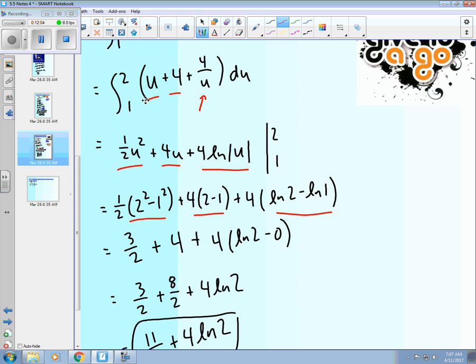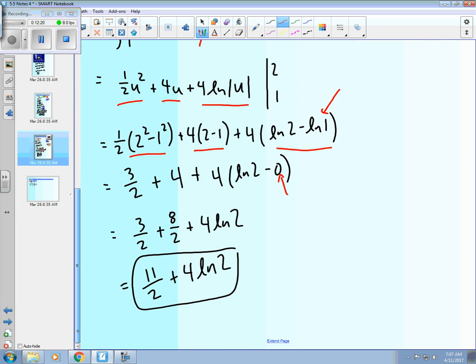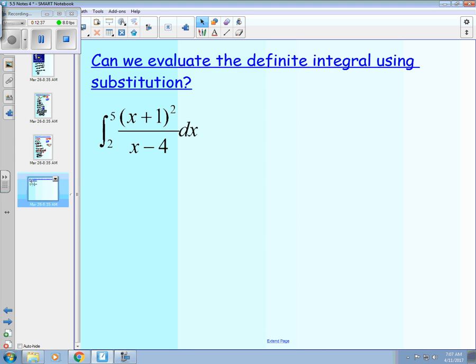Evaluating, pretty standard with the first two. With this last one, ln 2, we can't simplify that to a whole number. ln 1, though, recall, is equal to 0. So if you keep simplifying down, looks like the exact answer would be something like this, 11 halves plus 4 ln 2. And we can't really simplify that more without getting a decimal number. So the big key on those substitutions, if you have to make a substitution, you want to try to get a single term in the denominator.